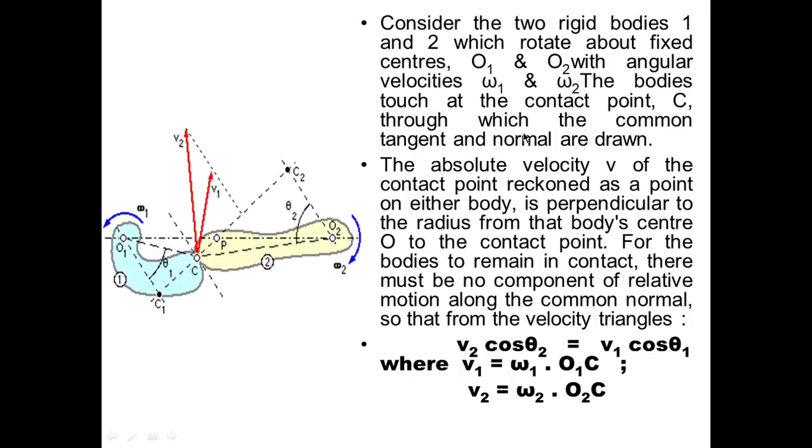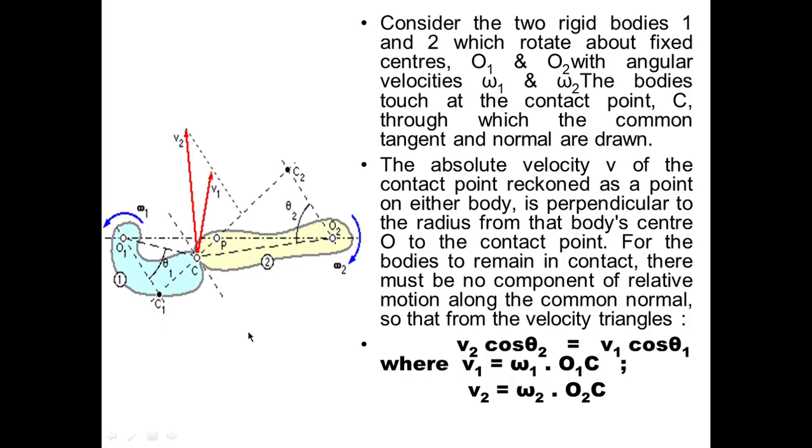The bodies touch at the contact point C, through which the common tangent and the normal are drawn. You can see here the common tangent and the normal. The absolute velocity v of the contact point, reckoned as a point on either body, is perpendicular to the radius from that body's center O to the contact point.